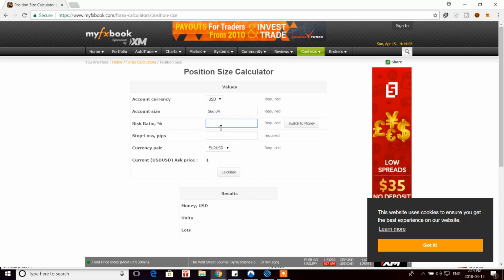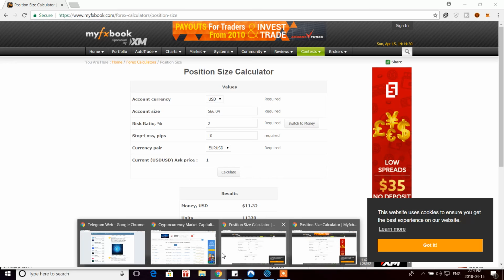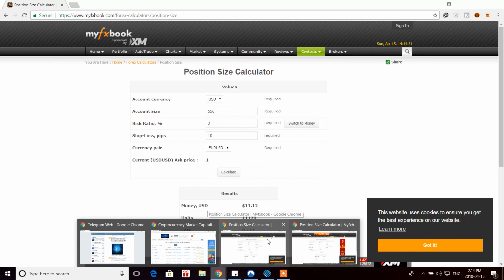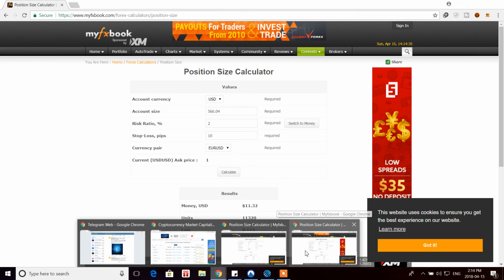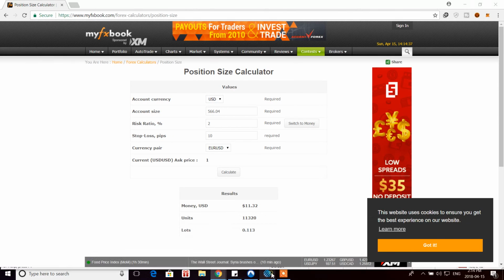Okay, so I want to risk 2% on every trade, which is a little bit more than 2%. Okay, so stop loss, let's say about 10 pips stop loss. Hit the calculate, so that means this is how many lots. This is the standard lot, so you can put in 1/10 of a standard lot per trade. Now, the methodology that I'm going to follow is using a maximum of 6% in there at any one time.